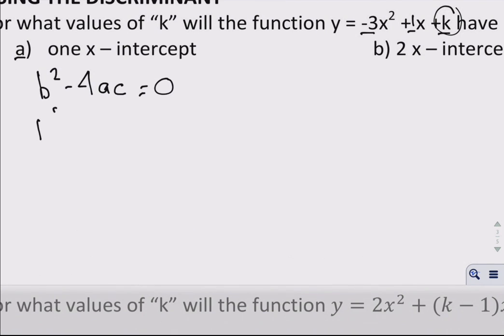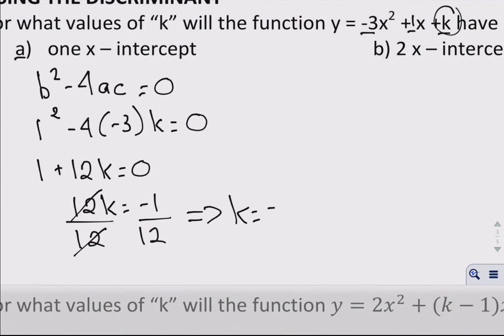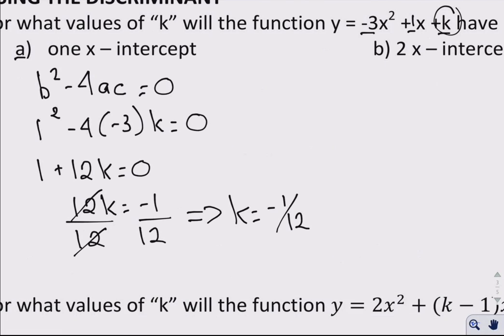So b is 1, minus 4 times negative 3 times k equals 0. And I get 1 plus 12k equals 0, and I solve for k. Cancel, cancel. And there's my answer. So when k is negative 1 over 12, I have only one intercept.